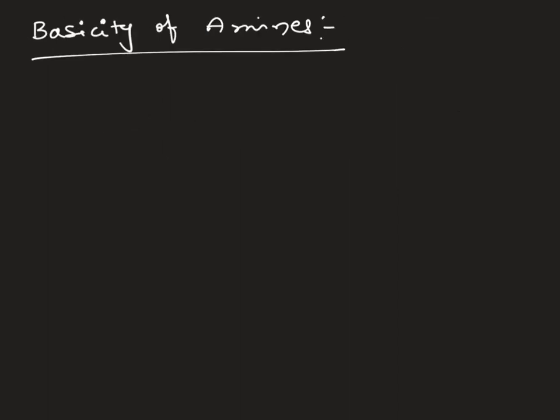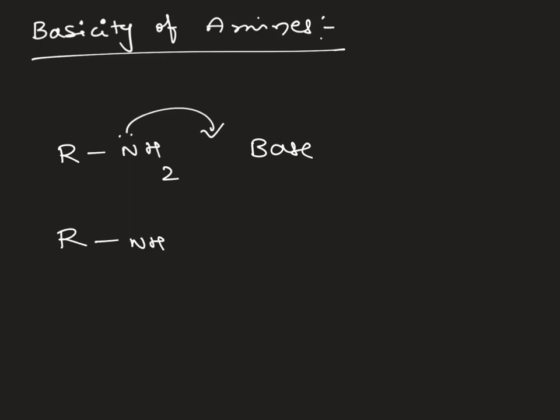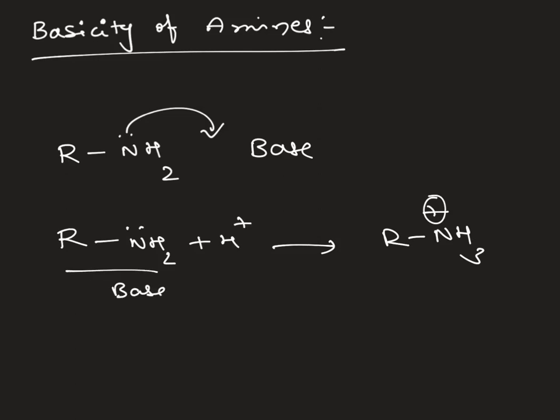Let's take another application. Basicity of amines also can be explained by taking the inductive effect. RNH2, amine. According to Lewis theory, the electron pair donors are called bases. Or you can go with another theory, Bronsted-Lowry theory. The substance which accepts a proton, we call it a base, and this is a base. By accepting a proton, it is converted into its conjugate acid.